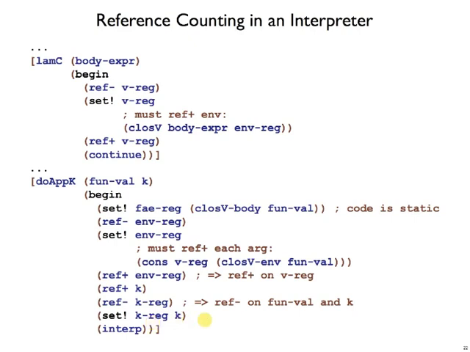A benefit of reference counting is that it's relatively predictable. You know when it's going to happen and things get freed as early as possible. A drawback is you have to be very careful writing your code to write down the ref plusses and ref minuses in the right place and in the right order.